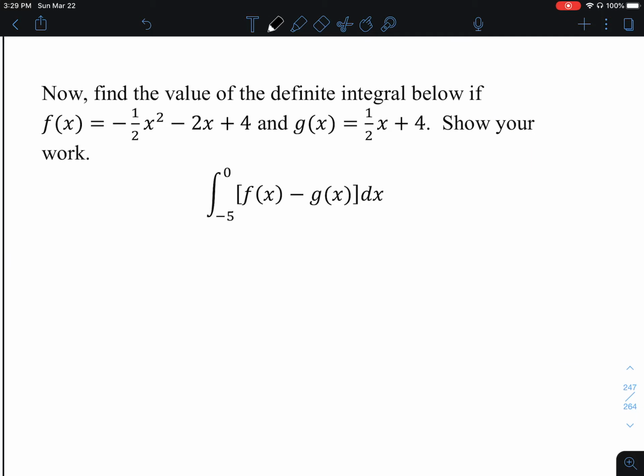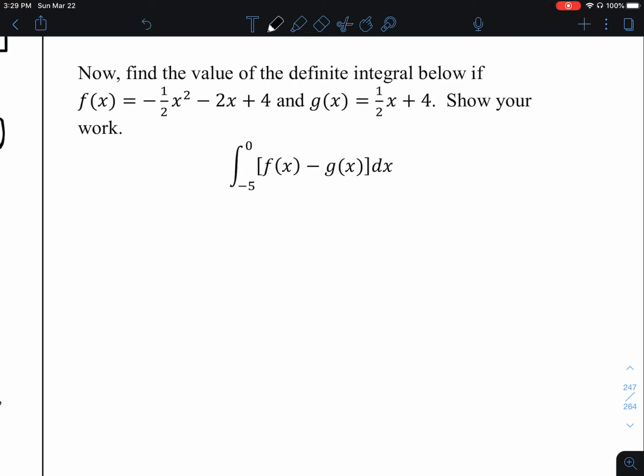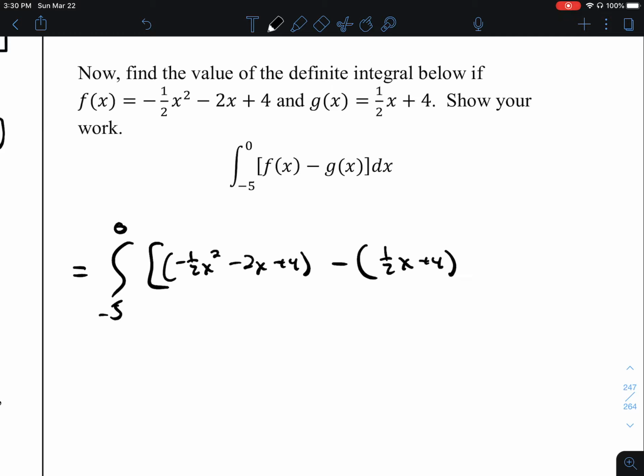Now find the value of the definite integral below, showing your work. It's a problem that we just did, but let me show you how compact this work can become. At first glance, it's like, wow, this is twice the work as a regular problem. In most cases, it isn't. We are integrating from -5 to 0 function f, which is -1/2 x squared minus 2x plus 4, subtract function g, 1/2 x plus 4.